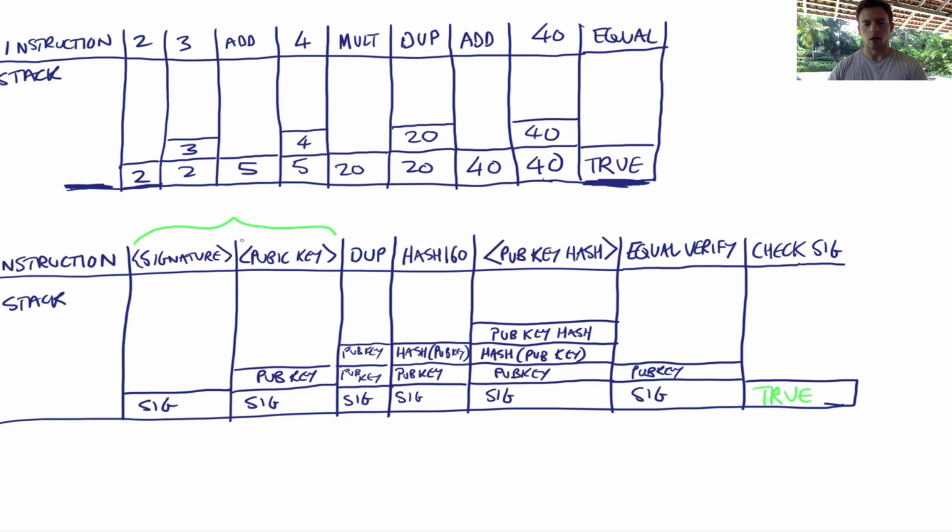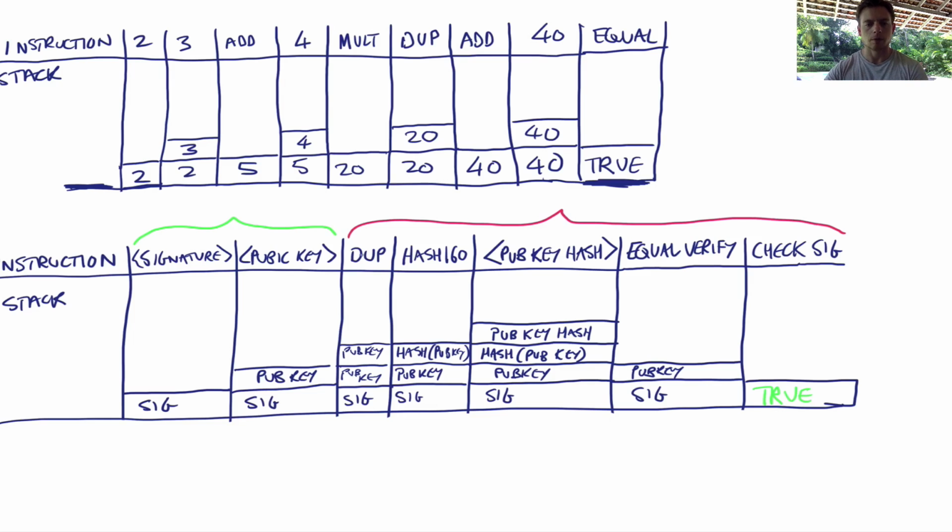Here we have only 7 steps, right? Only 7 steps in this validation. So we provide a signature, we provide a public key, so the signature goes on the stack, then the public key goes on the stack, then this stuff. This comes from the output of the transaction that's being paid. So this comes from the UTXO that is being spent in the new transaction.